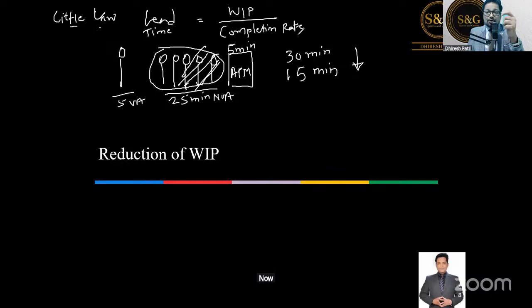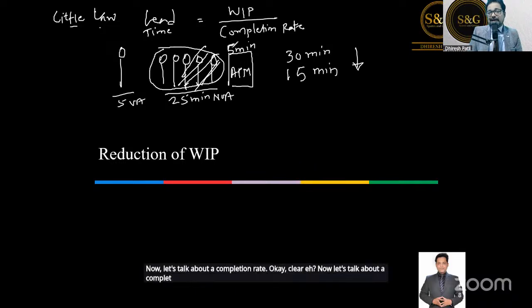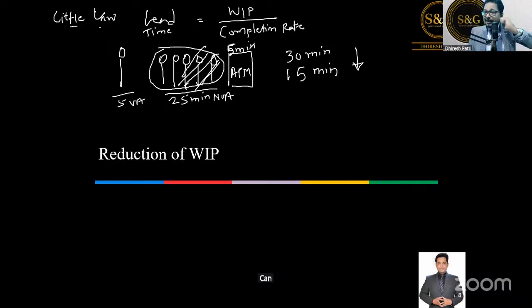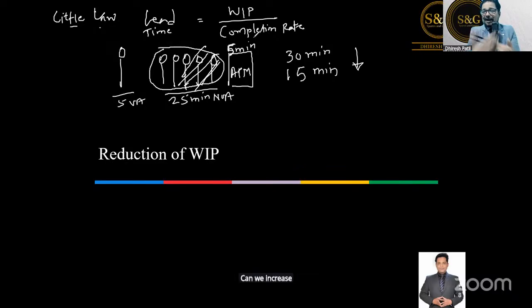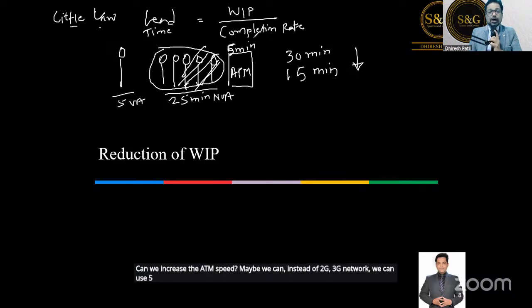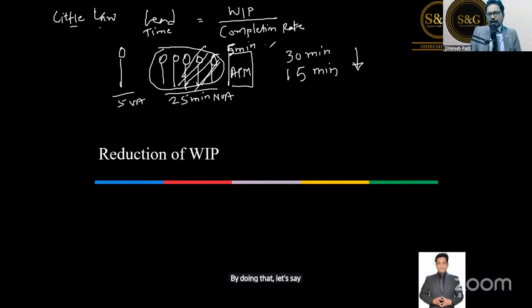Now let's talk about the completion rate. Clear hai? This is 5 minutes. Can we work on the 5 minutes as well? So reduce the WIP, plus, can we increase the ATM speed? Maybe instead of a 2G or 3G network, we can use a 5G network or some automation in the machine. By doing that, let's say we are reducing the time to 2 minutes. Now every person can take out the cash within 2 minutes.